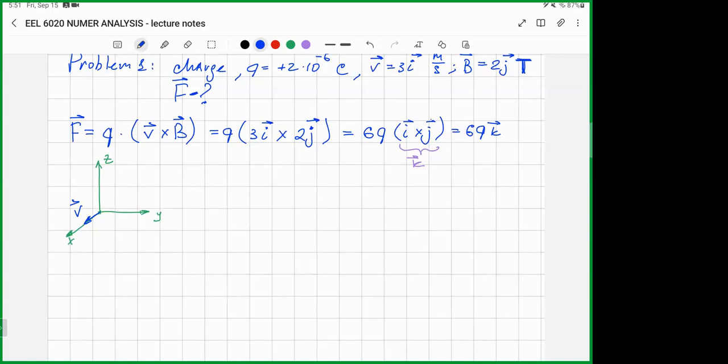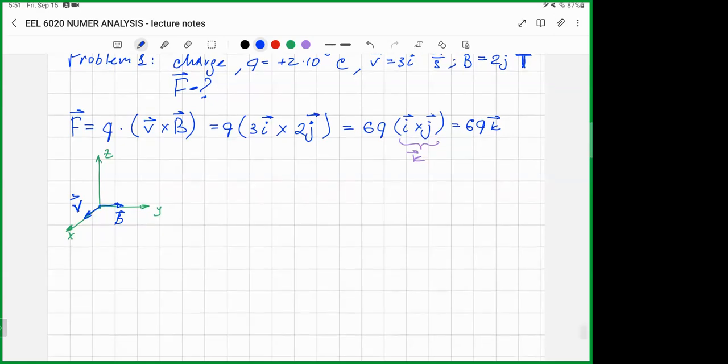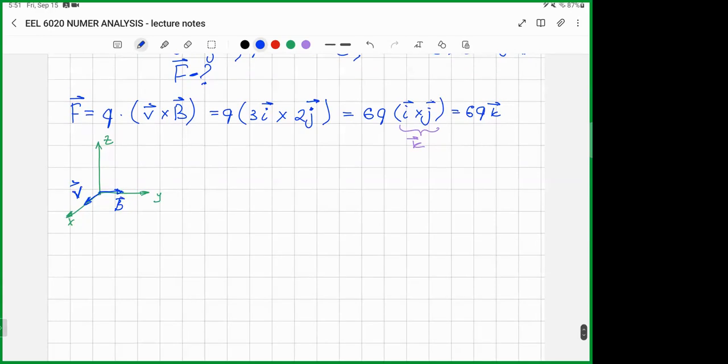The magnetic field on y, so it's going to be this magnetic field, okay? And then there is a right hand rule, right? When I point my fingers from V to B, the thumb shows the direction of the result of the vector product. So it's going to be positive Z in this direction.